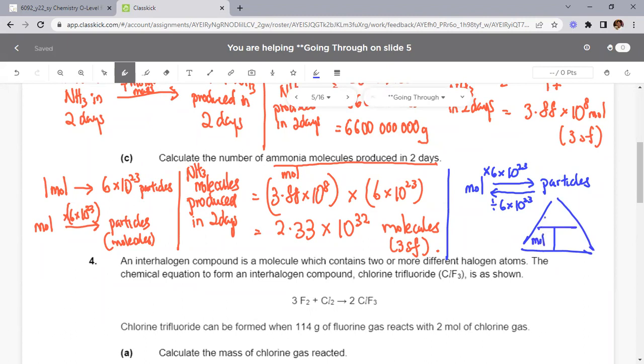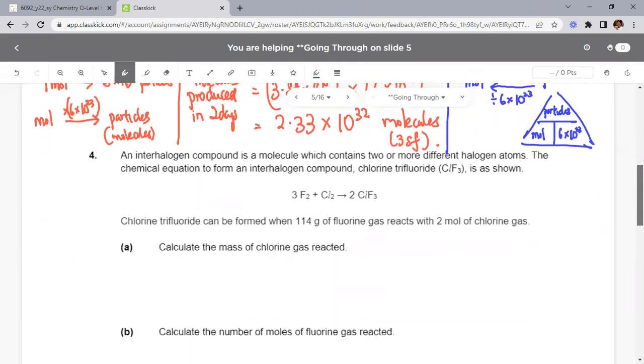Mole, particles, and this is the Avogadro's constant, which is 6 times 10 to the power of 23. So we have picked up 2 main triangles, 2 main interconversions. You realize the triangles involve mole. Definitely it is mole converting to something else or something else converting to mole. So that was what we have gone through so far.